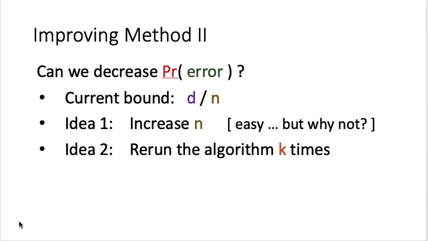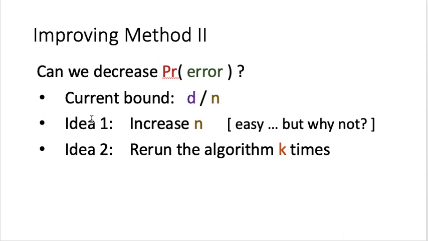Okay, now let's get back to the case of, can we improve our method 2? So can we improve our randomized algorithm for checking polynomial identities? In particular, we want to decrease the chance of making an error. Now this is the current bound. The current bound says that the chance of having error is less than or equal to d over n.